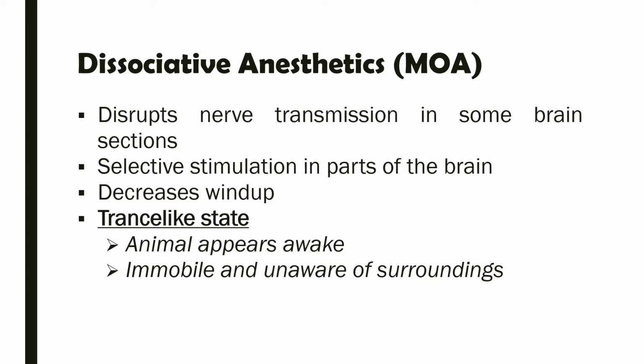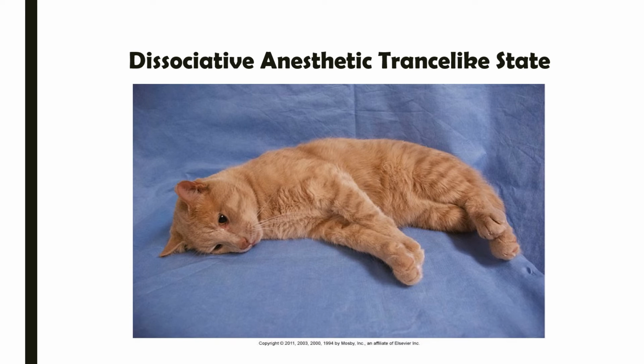The dissociative anesthetics also produce a trance-like state in the animal. When we say trance-like state, the animal appears awake and is immobile, but it is unaware of its surroundings. This is the trance-like state that is produced by dissociative anesthetics. There is muscle rigidity as one of the signs of the trance-like state. The animal appears awake and it is immobile.